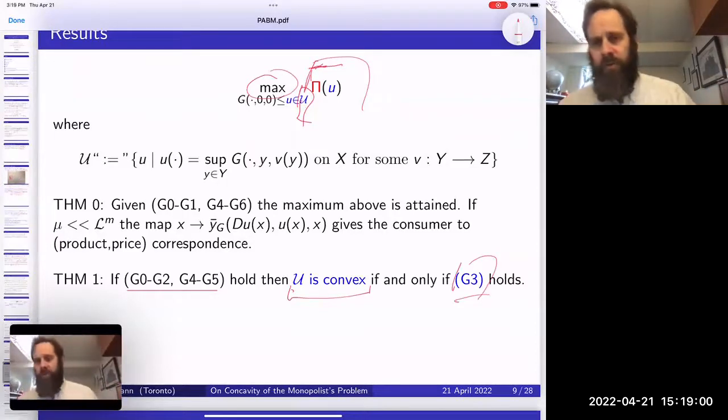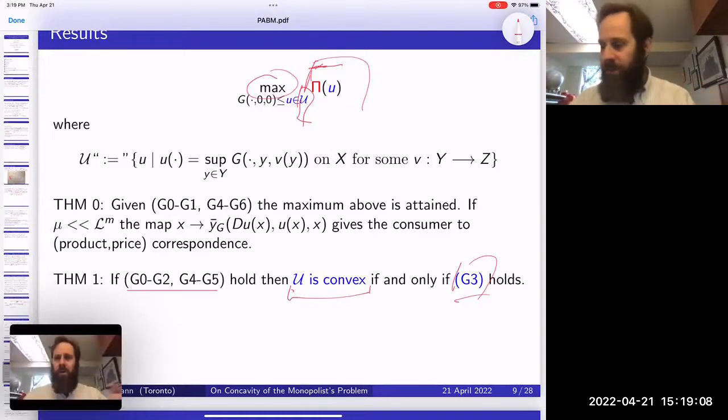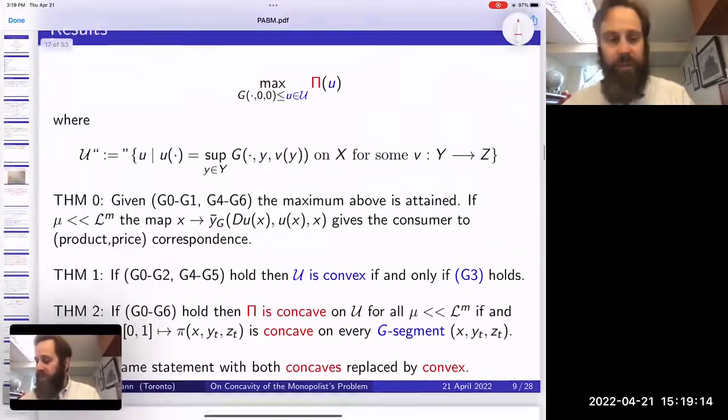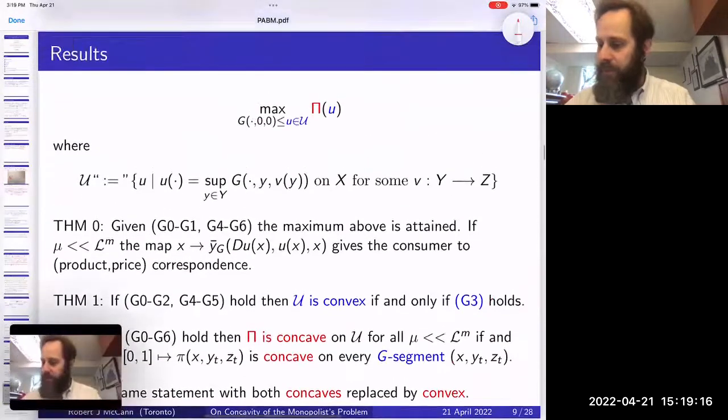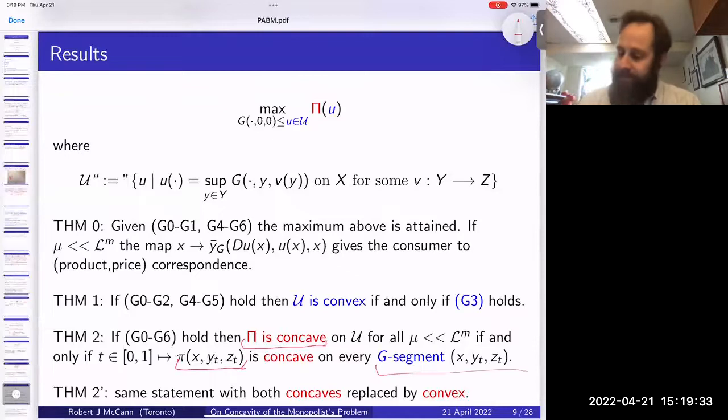So G3, which was the convexity of the direct utility for a different type of agent along a G segment for a given type of agent, is a necessary and sufficient condition for convexity of the domain. And once you have convexity of the domain, things are fairly simple. The objective you're trying to maximize is concave on that domain if and only if the integrand is concave on every G segment. And here, I don't need to put x naught, it's the x for which this y and t actually form a G segment.